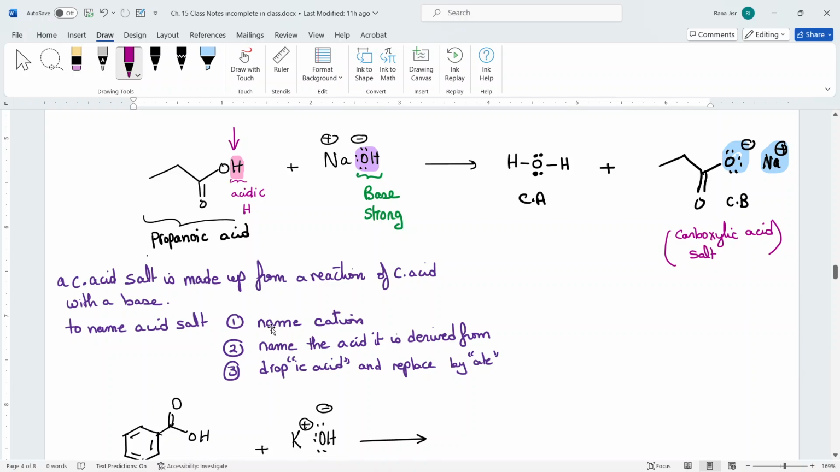So to name a salt, the first thing that we do, we name the cation that we are working with, and the cation here is sodium.